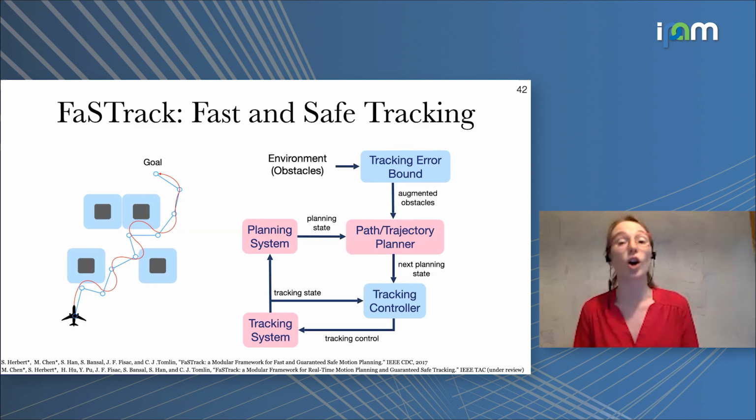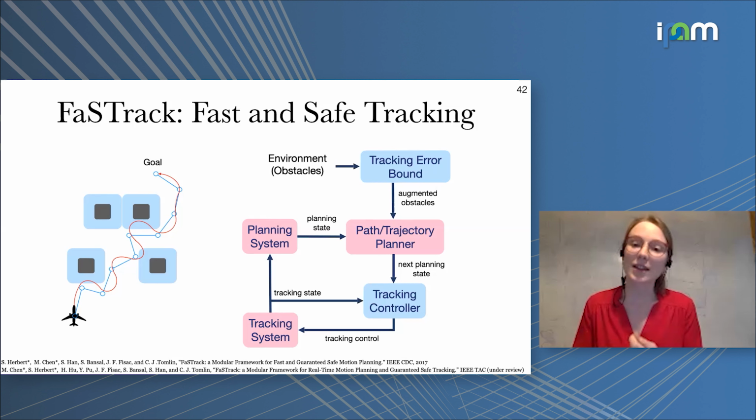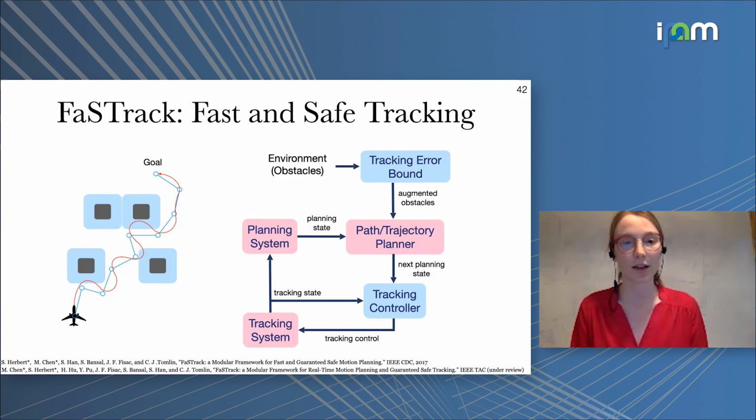The first one is augmenting obstacles by this error bound, which we often do in robotics anyway. We're just asking now that you augment by this rigorously computed bound. And then we simply look at the relative state between where we are and where that plan is, and use our pre-computed control in order to chase that plan. And so it's a very lightweight wrapper that goes around these very fast and simple planning algorithms.